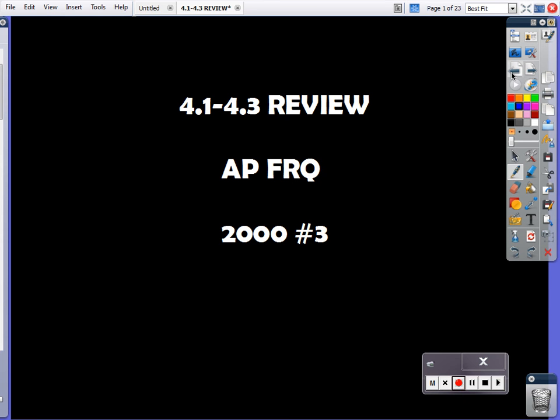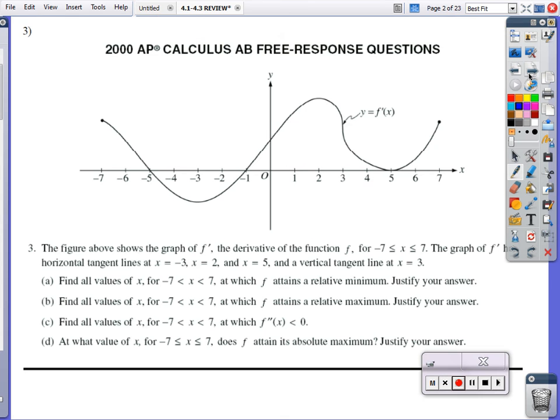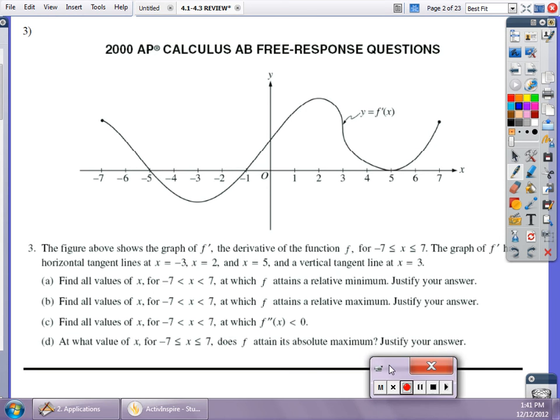All right, so we're going to be doing the 2000 free response question number 3. So you want to pause here and probably read the question. The figure above shows the graph of f prime. The derivative is given from the closed interval of -7 to 7. F prime has 3 horizontal tangents, -3, 2, and 5, and a vertical tangent at 3.